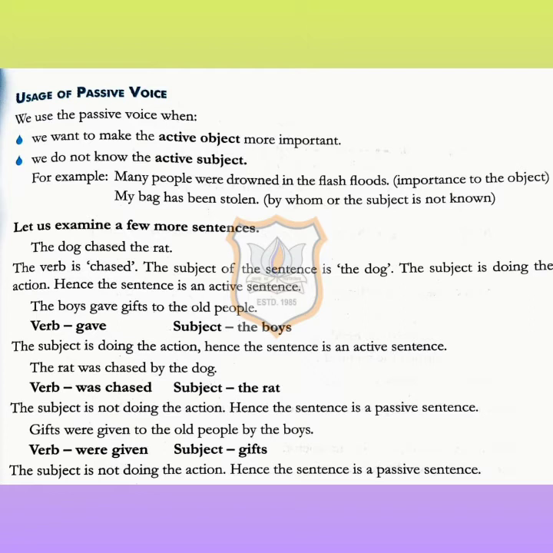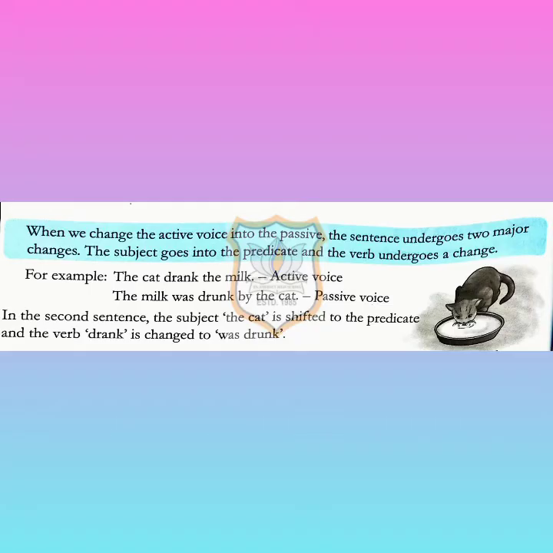Children, I am just revising. We have learned what is active voice and what is passive voice, how the active voice is used in the sentence while it is expressed in our day-to-day activities, and how the passive voice is used when the active object is more important and when we don't know what the active subject is. So next is, when we change the active voice into passive, the sentence undergoes two major changes. When we change the active voice into passive voice, what happens? The sentence has many changes. The subject goes into the predicate and the verb undergoes a change.